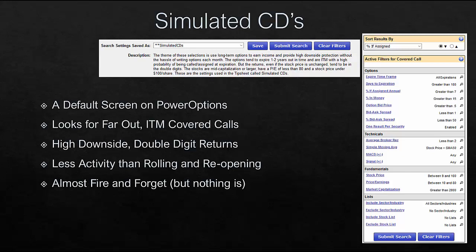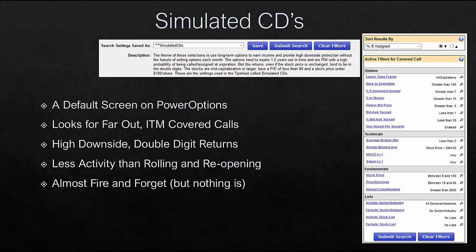The appeal of this approach is it's less activity than rolling and reopening covered call positions month by month or week by week. Although, as we know, we always get a higher annualized return selling shorter term than selling farther out in time. Another allure of this approach is it's almost a fire and forget position. Set the deep in the money covered call far out in time, leave it alone for 10 months, 11 months, have a high downside protection, still the potential to make double-digit returns. However, we know that nothing is fire and forget.